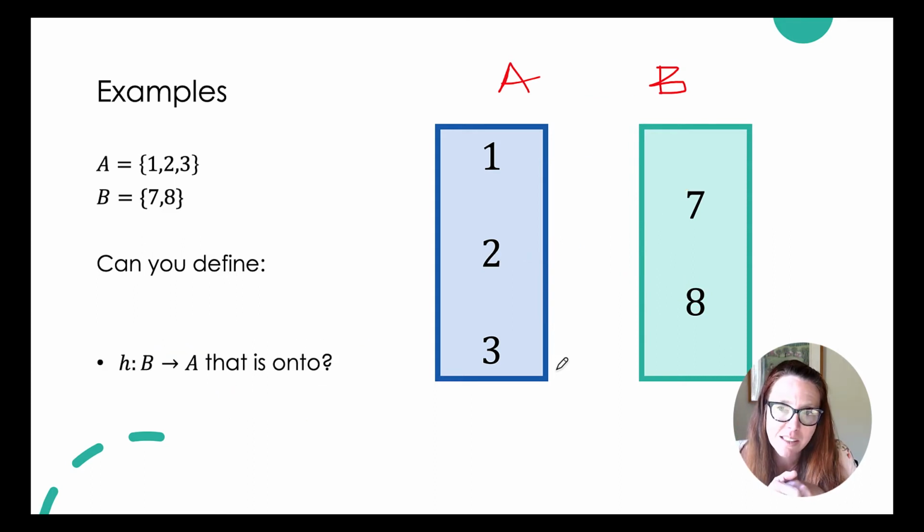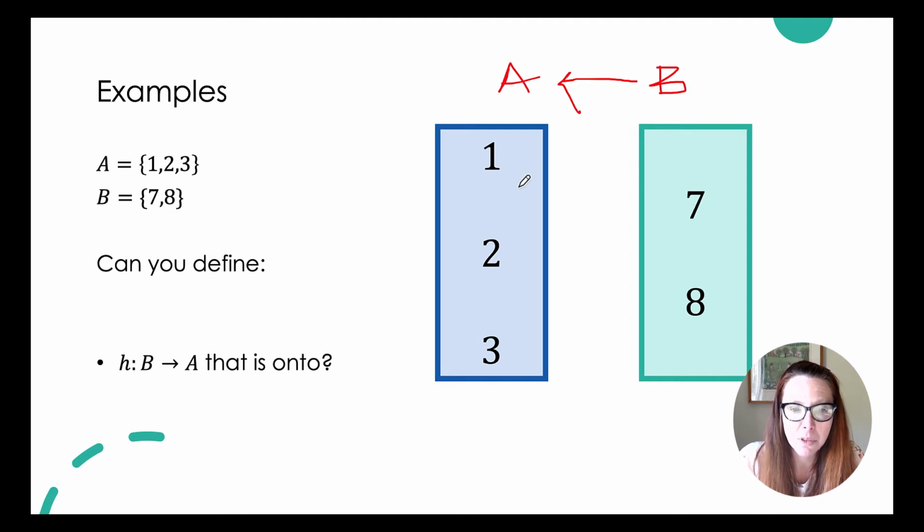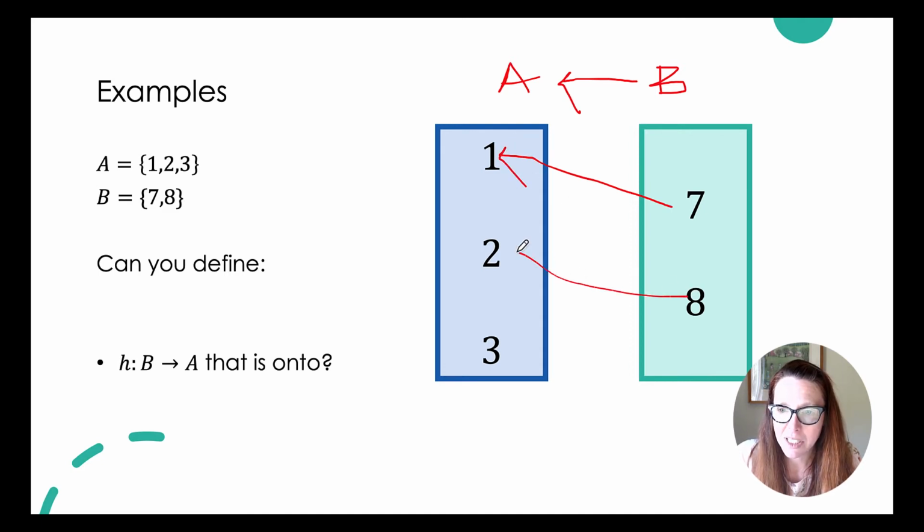And what about this? Now we're asked to find a function h, and h is going to be a function that maps from B to A. So we're going in the other direction. I'm going to take an element from B and I'm going to move it into an element of A. And I want this to be an onto function. And the answer is, we can't do this. I can take 7 and bring it into 1. I can take 8 and I can bring it into 2.